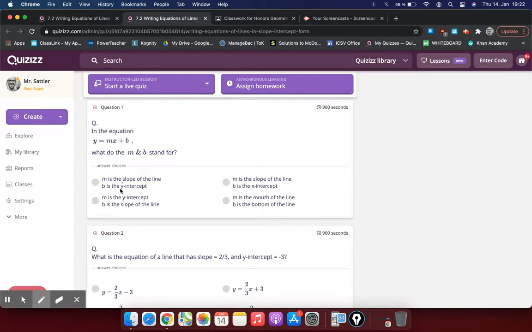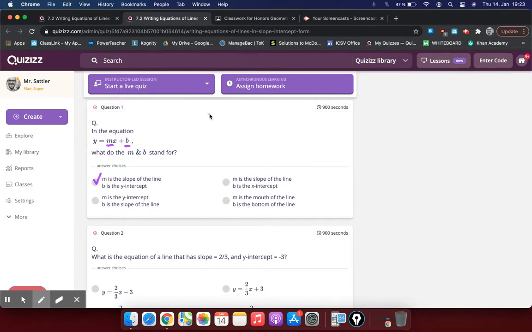this is slope-intercept form. So m is the slope, and it's an arbitrary letter just because we don't want to use s, because s looks like a 5. And b is another arbitrary letter for the y-intercept. So that would be this option.